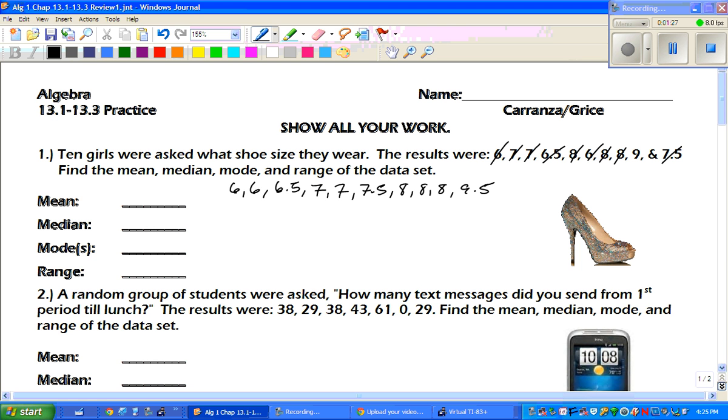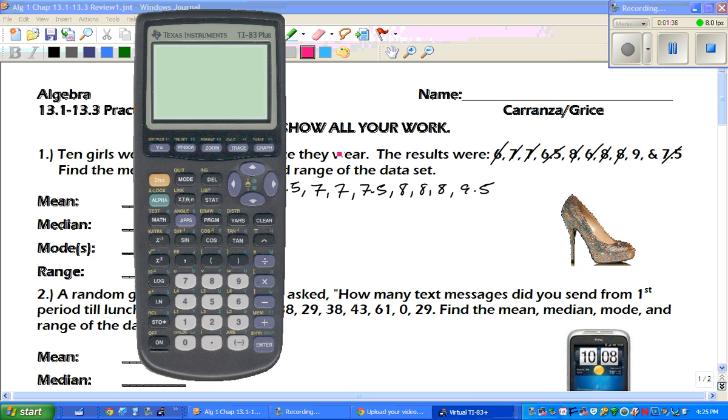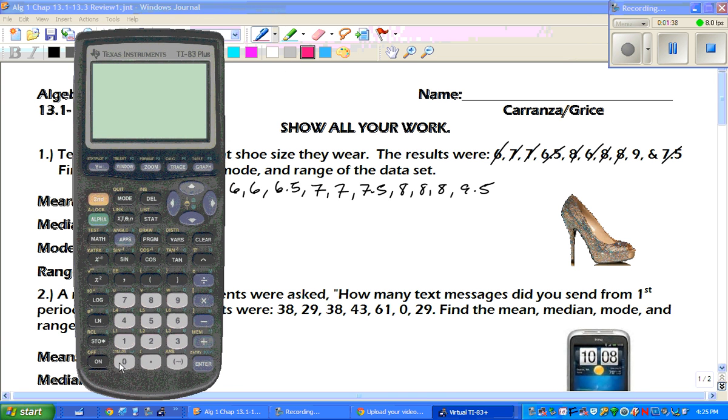Now, the first thing we need to do is to find the mean, or the average. So what we need to do is add all of these numbers up. And I really want to see you add them all up, one at a time, before we do anything else, okay? So 6 plus 6 plus 6.5 plus 7 plus 7 plus 7.5 plus 8 plus 8 plus 8 plus 9.5. Add all of that up. Do not hit divide yet, okay? I want to know what our total is.